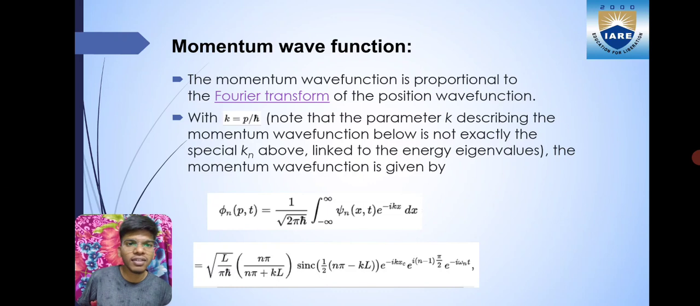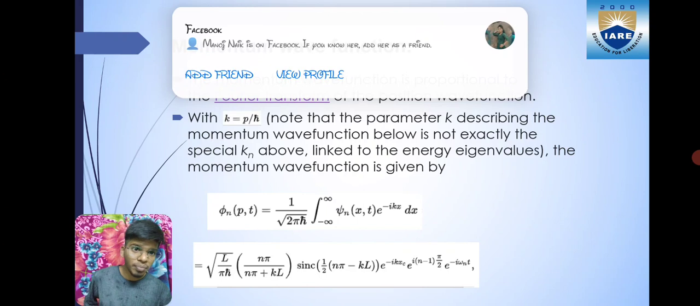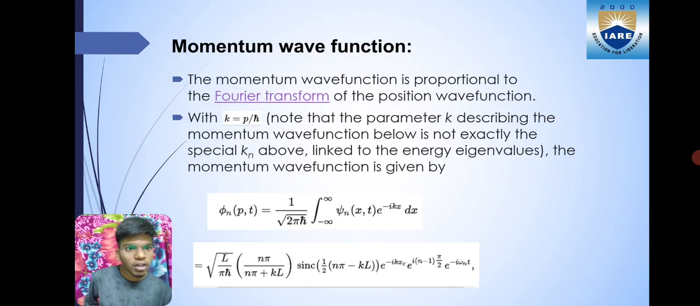The momentum wave function is given by phi n of p comma t, which equals 1 by square root of 2 pi h cut times the integral from minus infinity to infinity of psi n of x comma t e power minus i k x dx, which equals square root of L by pi h cut into n pi by n pi plus kL into sinc of half into n pi minus kL into e power minus i k xc into e power i into n minus 1 pi by 2 into e power minus i omega n t.